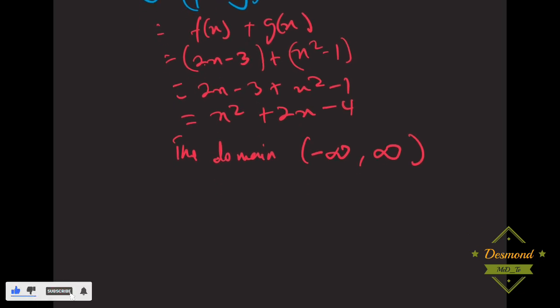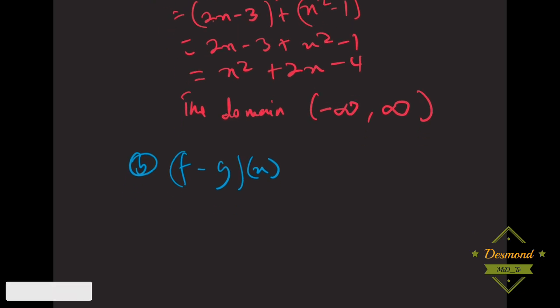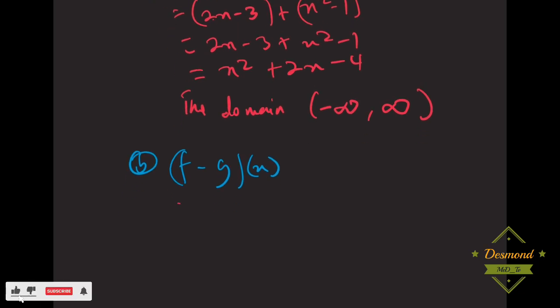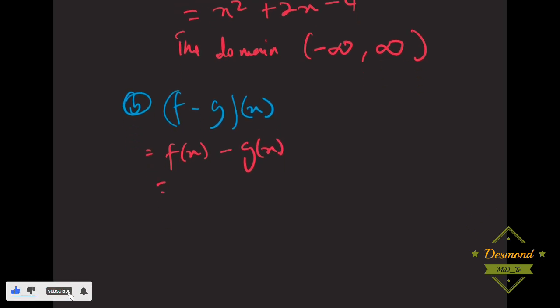Now let's look at the second one, b. Let's try to find the difference. So that will be f minus g of x, right? With this one, we can also state it as f of x minus g of x. So what is f of x? We know that f of x is 2x minus 3, then minus x squared minus 1, and when we do it, we should get negative x squared plus 2x minus 2.